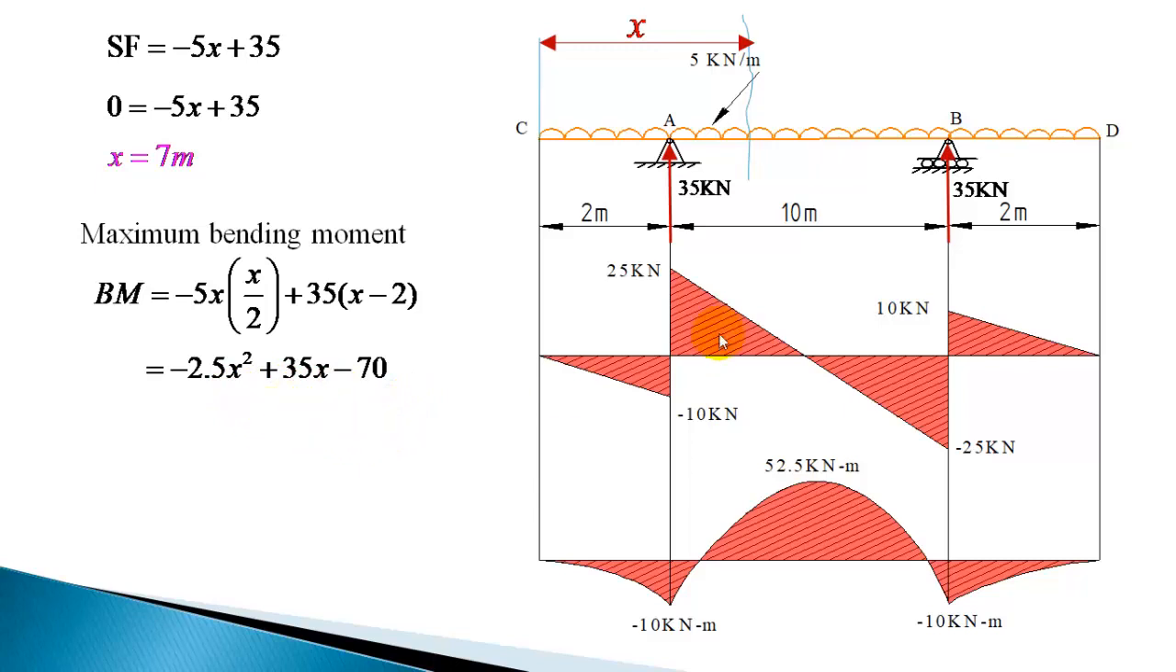So this will give the bending moment equation for the section AB, and you can use it for any point between A and B.